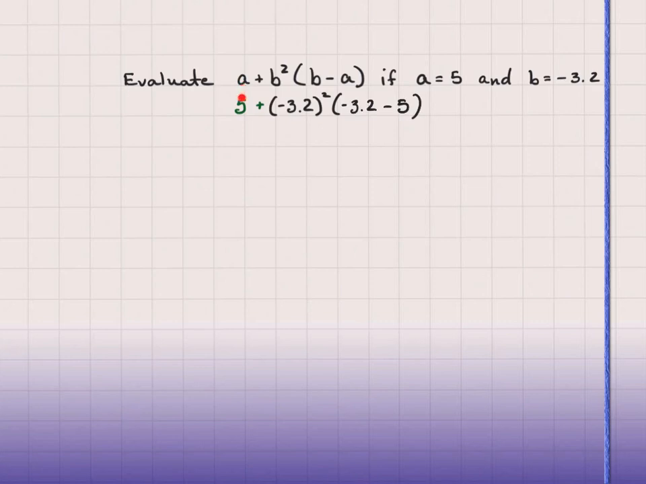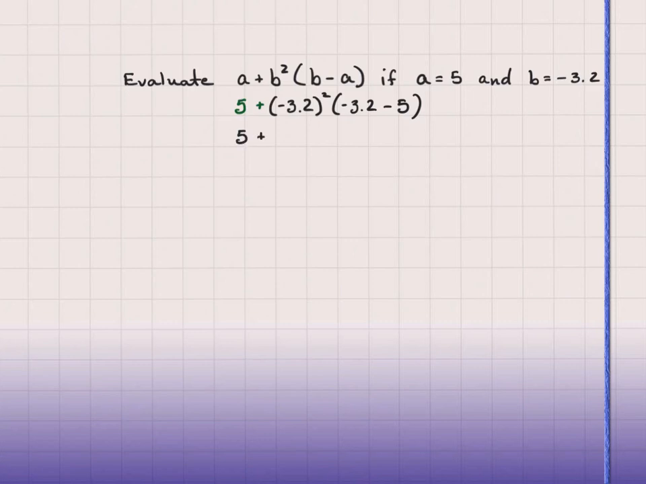So you can see all our parts match up. A is 5, our pluses are plus, b is this negative 3.2, and we have to square the entire b. And that's why we use those parentheses, to make sure we square that negative. Then our parenthesis matches up. b is negative 3.2, our minus sign, and a is just a 5. So everything lines up. Now we're going to start to simplify this.